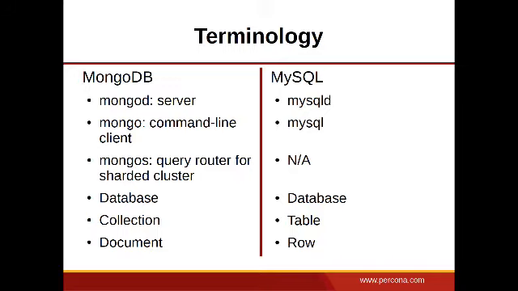Then in MongoDB, you have data, and data will exist in databases. So a database in MongoDB is exactly the same thing as a database in MySQL. Then you have a collection. So a collection is a table in the MySQL world. And then inside tables, so inside collections, you have documents. In MySQL, inside tables, you have rows or records.